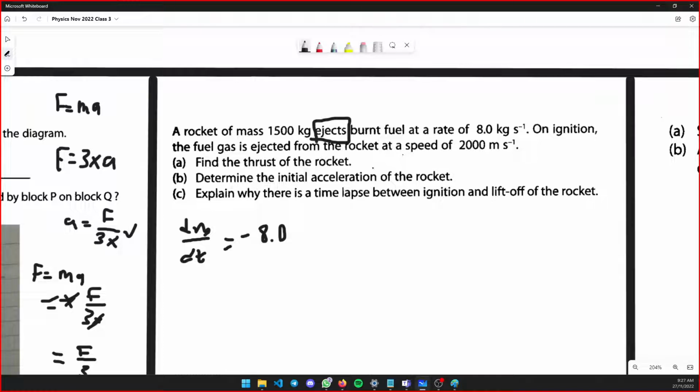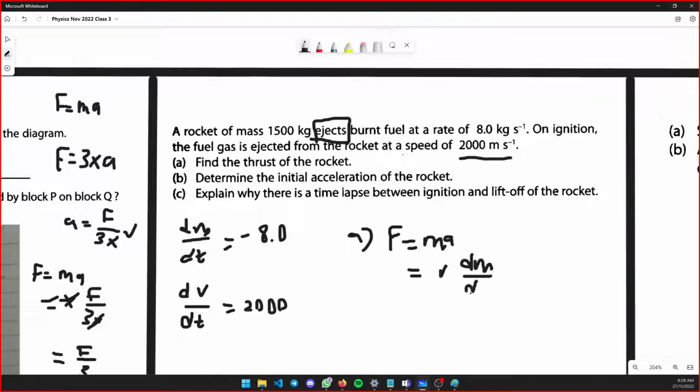On ignition, the fuel is injected at rocket speed. Here, what is this? This is a value equal to 2000. Find the thrust. What is thrust? Thrust is obviously force. So what is force? Force equals ma. Another way you can write it is v delta m over delta t. I think it's quite straightforward. You guys can try. What is the answer for A?